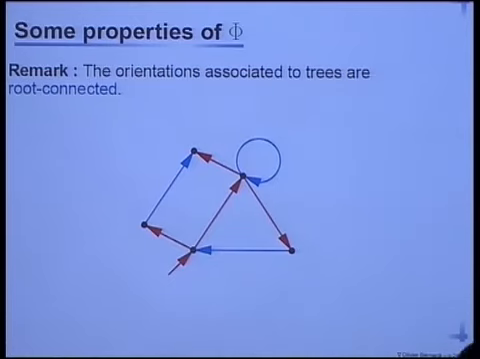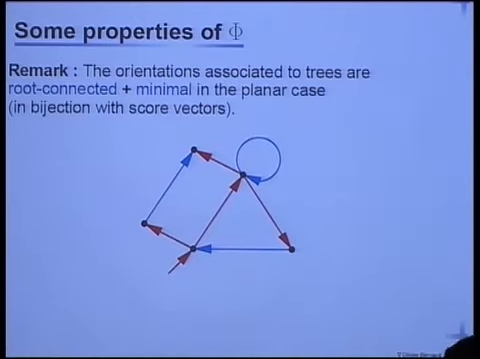And in fact, there is the dual property. So at least in the planar case, the dual property is that this orientation is minimal, meaning that this is my root, and I cannot find an oriented cycle of this type. All the oriented cycles will be oriented this way. Okay, this is a notion of minimality that can be interesting.